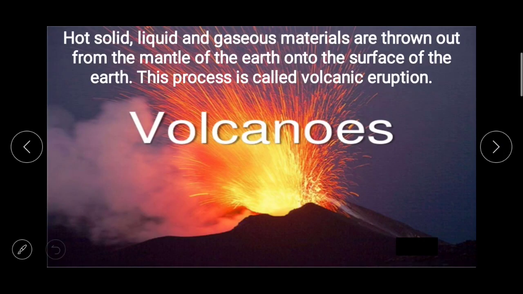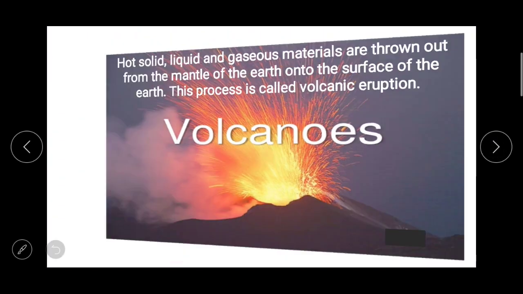Next thing, volcanoes. Hot, solid, liquid and gaseous materials are thrown out from the mantle of the earth onto the surface of the earth, and this process is called volcanic eruption. So, in this not only the soil, but liquid and gaseous materials are also thrown out.